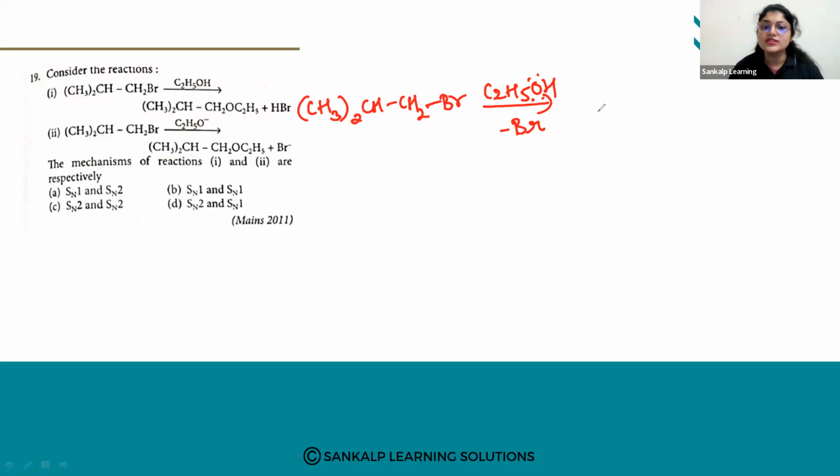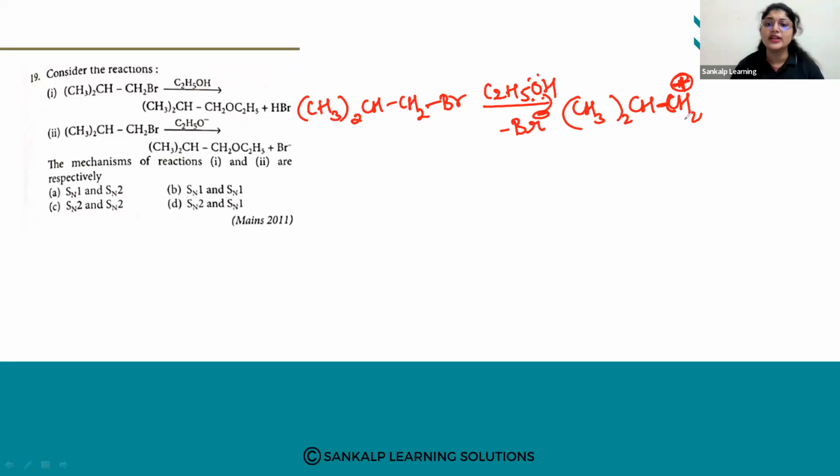The leaving group will leave. So this is a leaving group. Then what will form? It will form (CH3)2CH-CH2+. Now here, the carbocation formed is attached to only one carbon, so this is a primary carbocation.